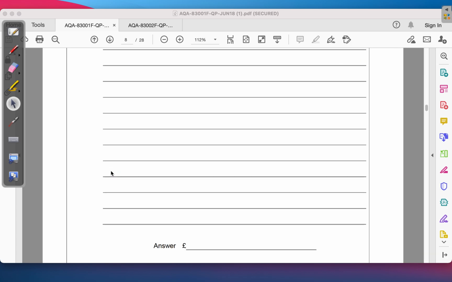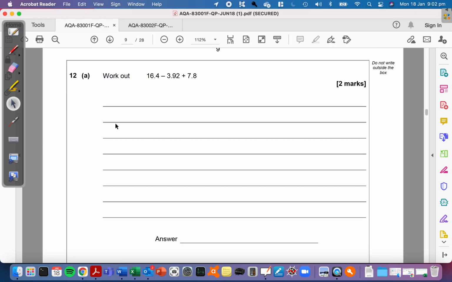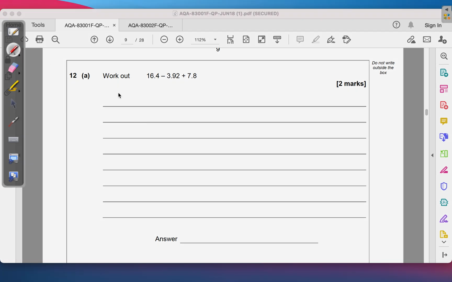Right, next question. 16.4 minus 3.92 plus 7.8. So what we do here is I would do it like this. So I'd go 16.4, put a 0 on the end. I'm going to do a column subtraction to do this. So 0 take 2, we can't do that, so we do 3 there, borrow the 1. 10 take 2 is 8. 3 take 9, we can't do that, so we're going to borrow a 1 from here. So it becomes 13 take 9, which gives us 4. 5 take 3 is 2. 1 take 0 is just 1. And then don't forget the decimal point. So we end up with 12.48.